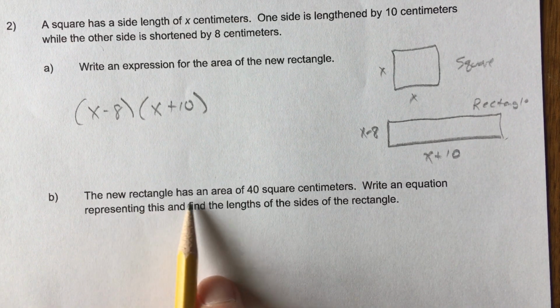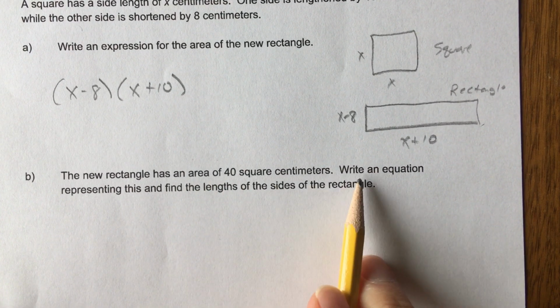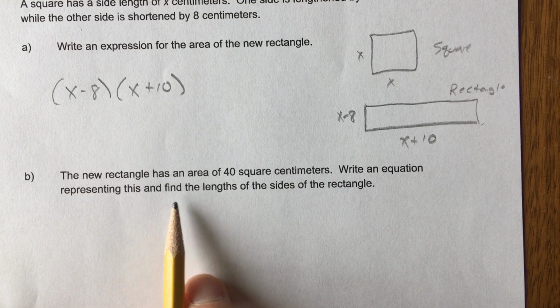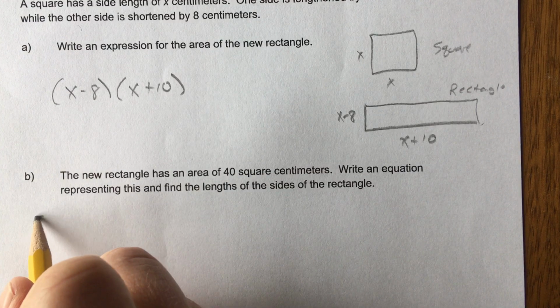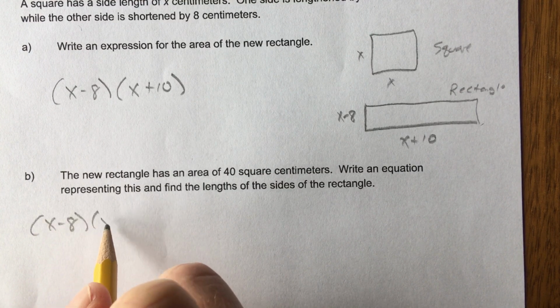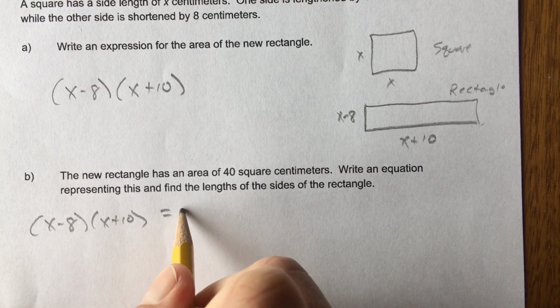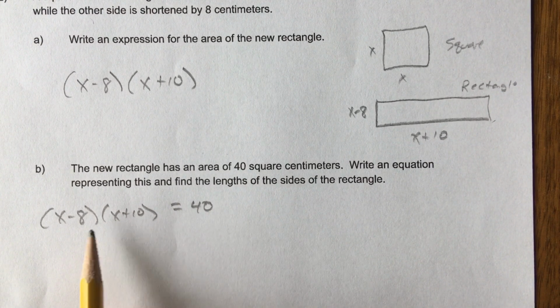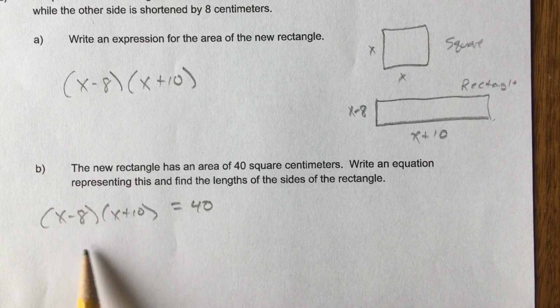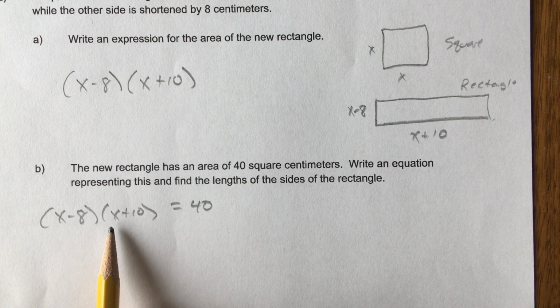Okay, the new rectangle has an area of 40 square centimeters. Can we write an expression for that and find the lengths of the sides? So we're going to take our two things here, x minus 8 and x plus 10, and set that equal to 40. Now, this one's going to be a little unique in that we're going to have to multiply this out and then subtract the 40 over.